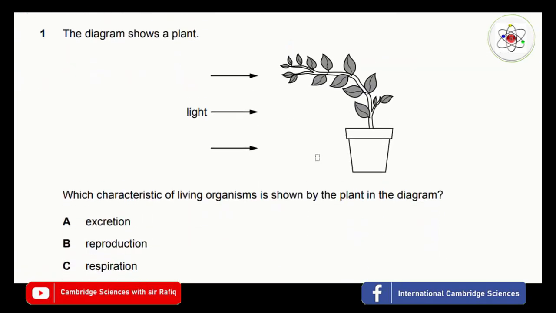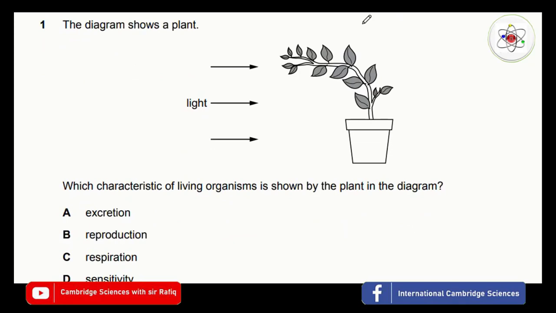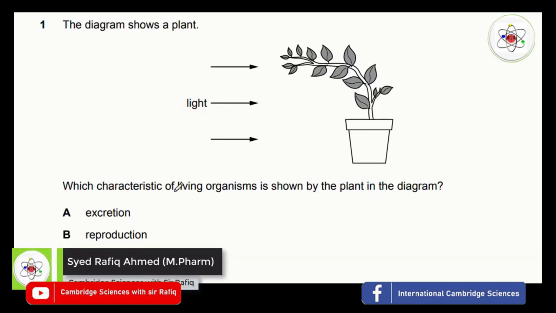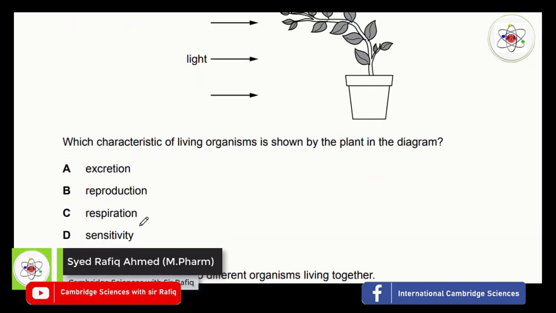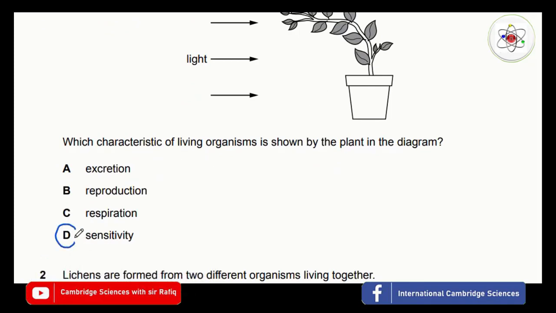Okay, so let us start from question number 1. The diagram shows a plant. Which characteristic of living organisms is shown by the plant in the diagram? As you can see in the diagram, the plant is tilted towards the light. So light is the stimulant for the plant to move towards it. So this is sensitivity, right?